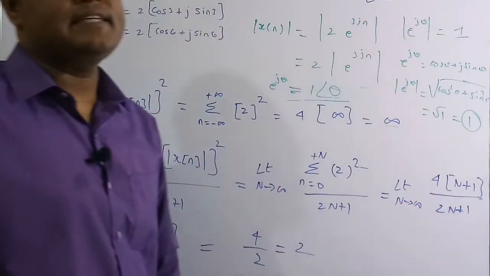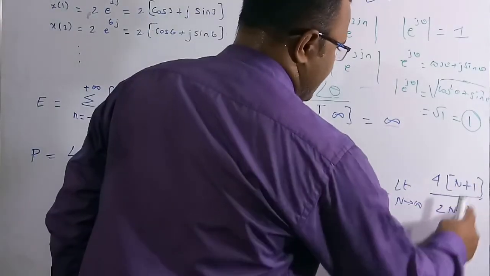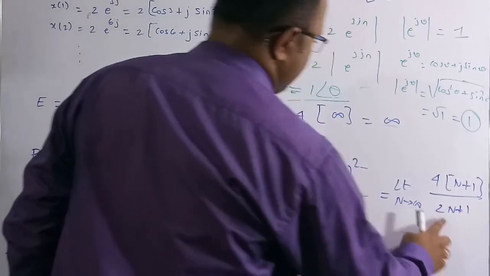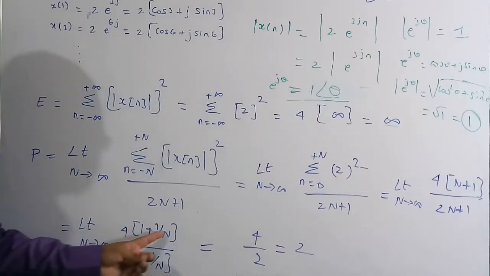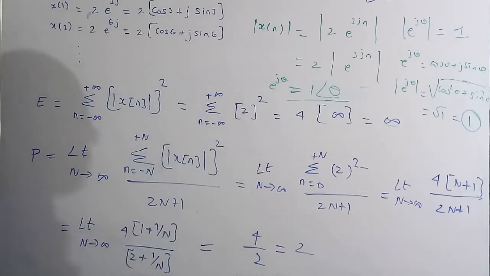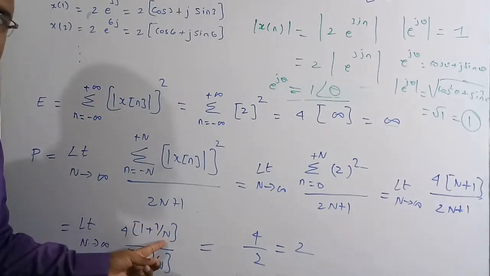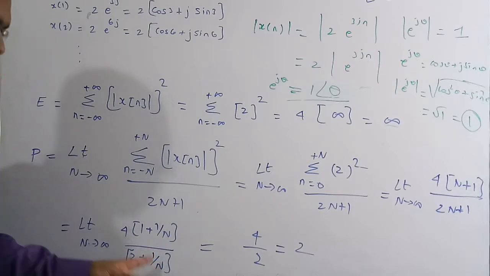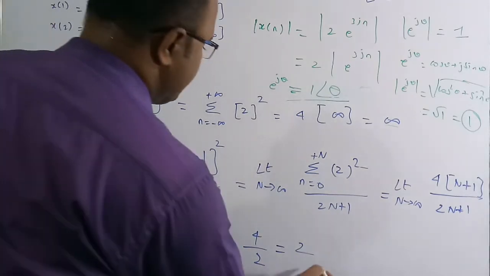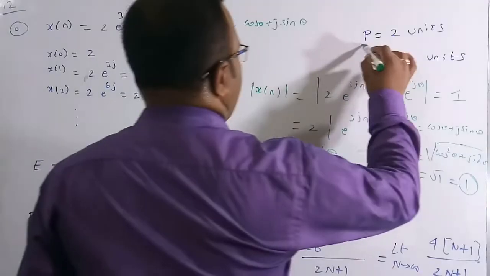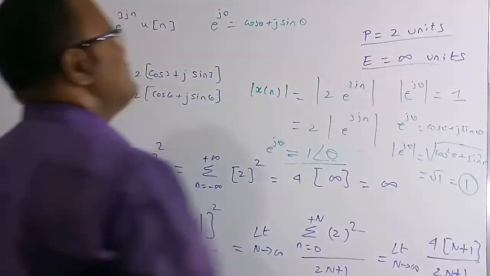Now I take n as common, which gives 1 plus 1 by n, and here 2 plus 1 by n, because n gets cancelled. So I can write 4 into 1 plus 1 by n by 2 plus 1 by n. Now I substitute n equal to infinity. 1 by infinity is 0, and again 1 by infinity is 0. So in the upper part we get 4 and in the lower part we get 2. 4 by 2 is equal to 2. So power is equal to 2 units, and energy is equal to infinite units.